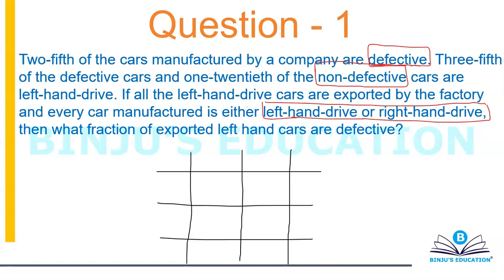So I can make my matrix as D for defective, ND for non-defective, LH for left hand, and RH for right hand. So first thing first, I have my quantities in the place. Now there is nothing else that is mentioned in the question. No numbers are given to me, nothing is given to me.